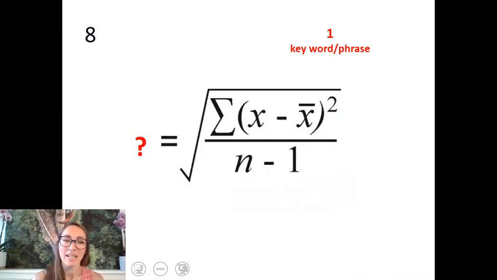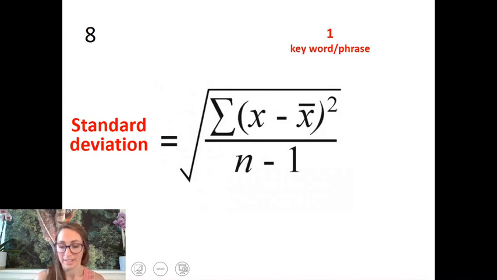Okay, what is the key term here? And you might recognise that this equation is the standard deviation equation. So do make sure that you feel familiar with using this. Again, all of you will have used this at GCSE, but you might just need to remind yourself and go back over it.